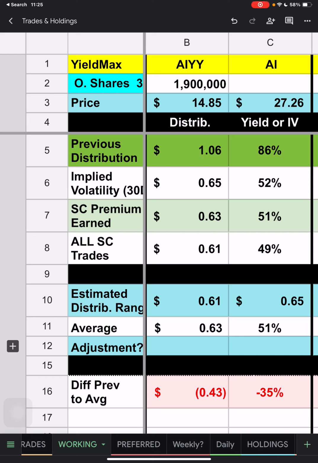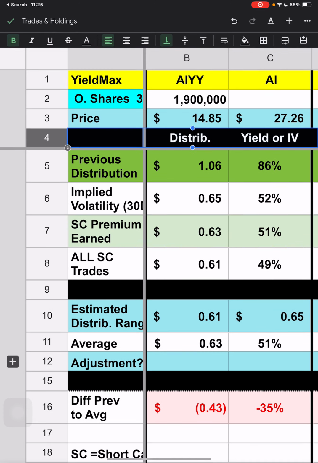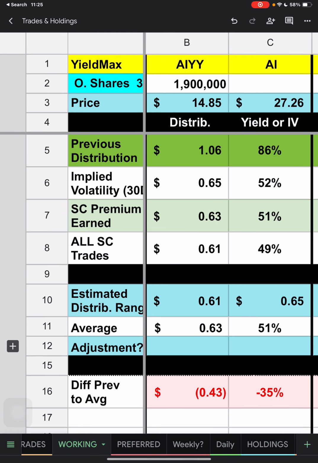And I guess what I could do, I could put in those blocks. I have it in the header here on row 4, but if you think it would help clarify, I could make it say yield or IV inside the block with the percentages. But just let me know if you feel that I should do that to make it easier to understand. So that's the data that we're starting with.